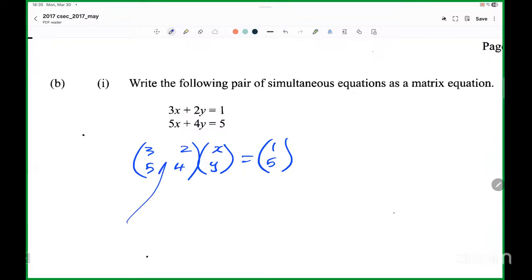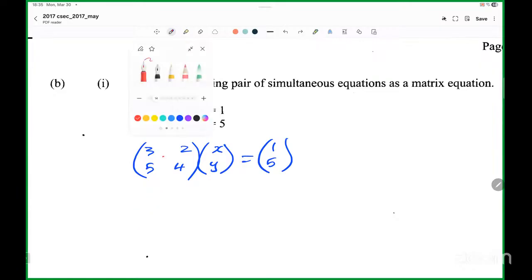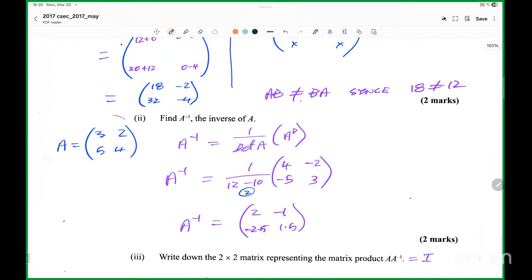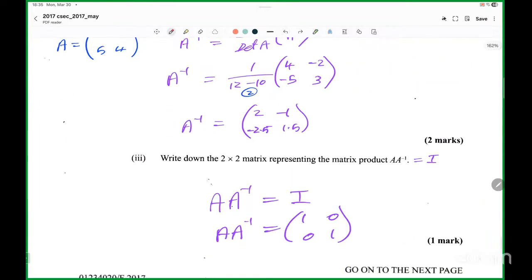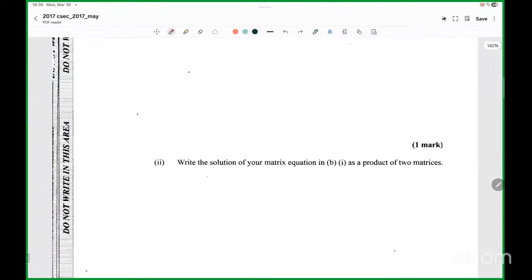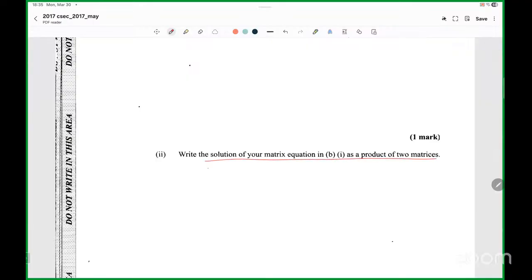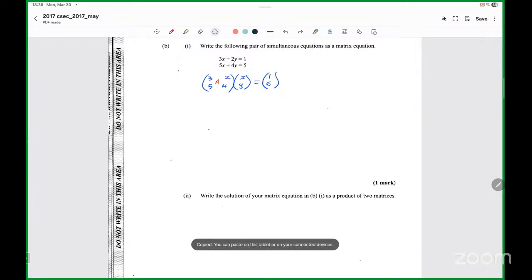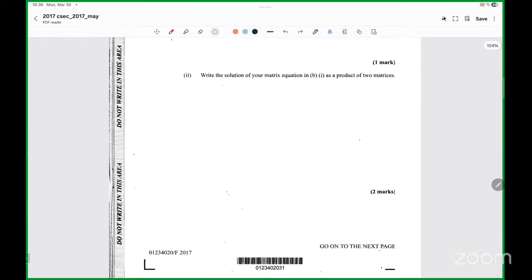I must realize that this matrix is actually the matrix A from before, up the top. That's all. 3, 2, 5, 4. See there? A matrix 3, 2, 5, 4. So that's the matrix A. Right? And now they say write the solution as a product of two matrices. So we have this down here. And I want us now to write it as a product of two matrices.